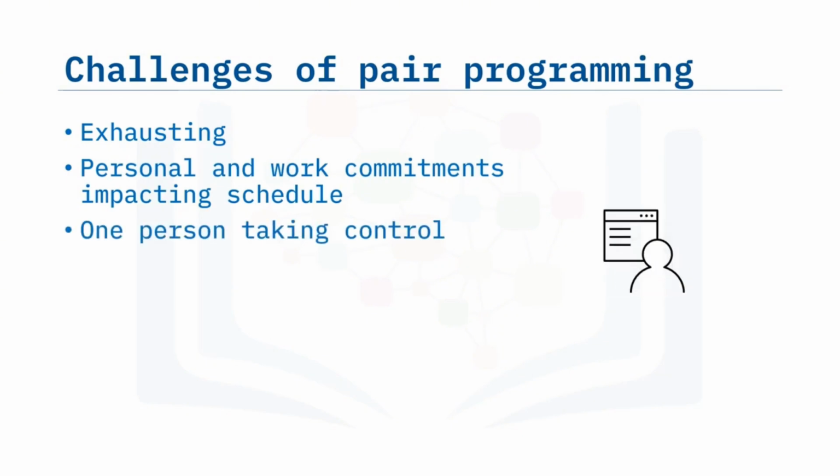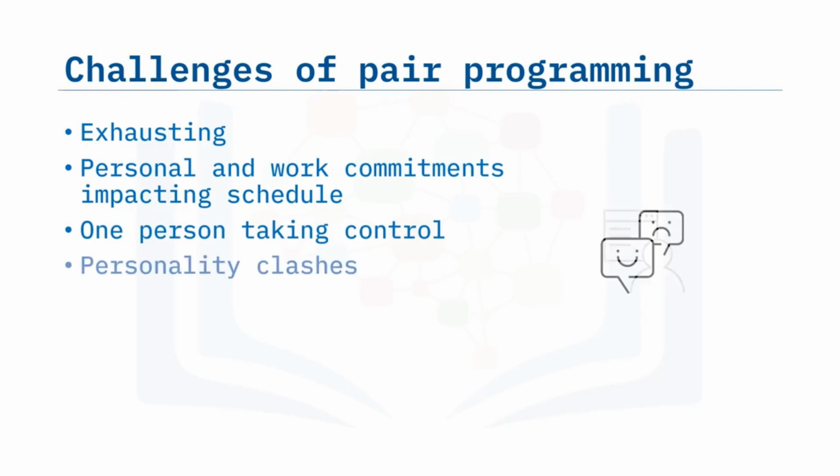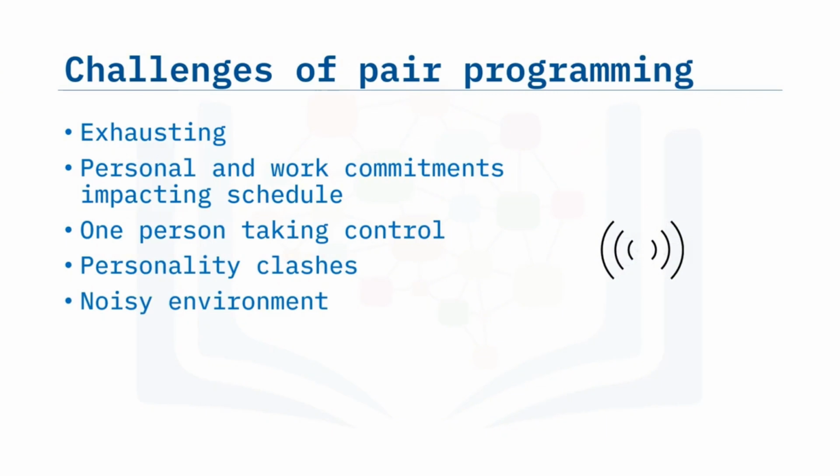Sometimes one of the pair can end up controlling the entire process, resulting in a more typist programmer pairing, which doesn't benefit from any of the positives of pair programming. At other times, individual personalities may not work well together. When multiple sets of pair programmers are present, their discussions can result in a noisy environment for the other workers in the room.